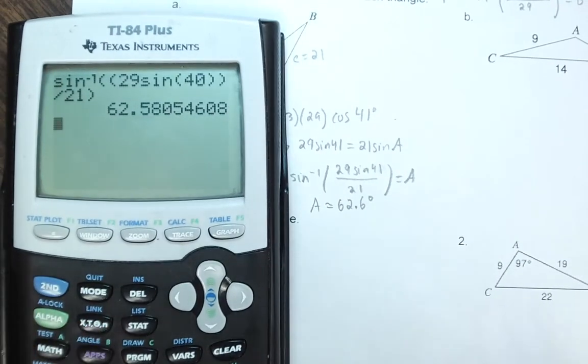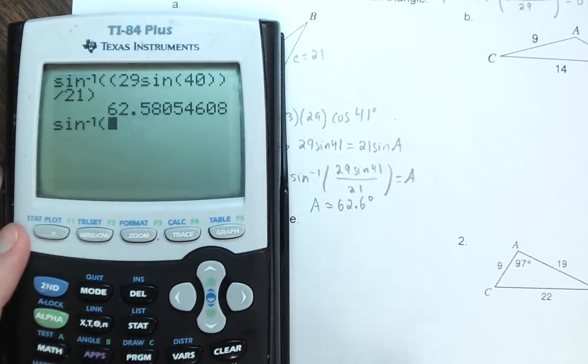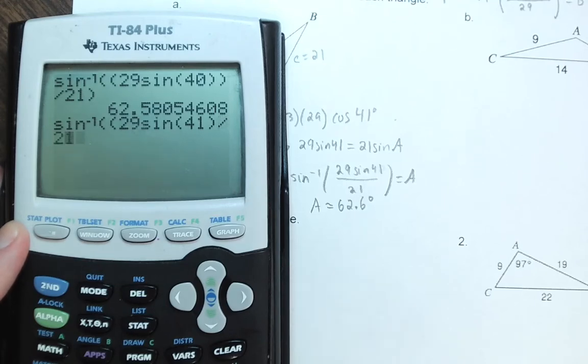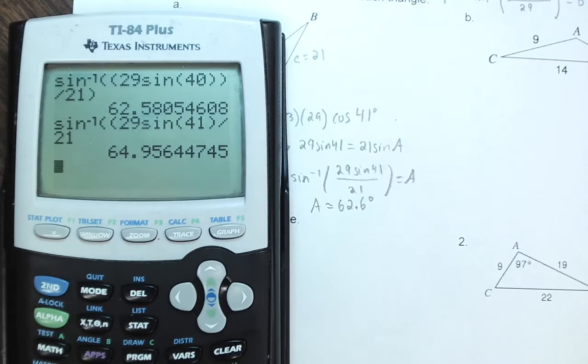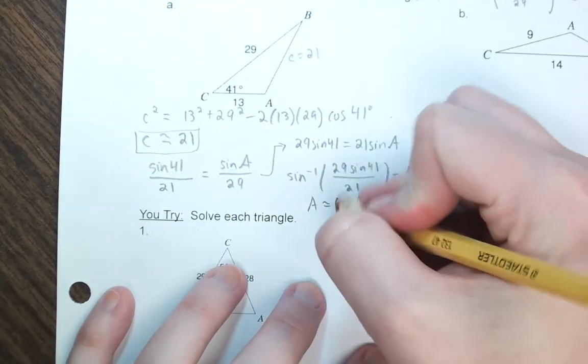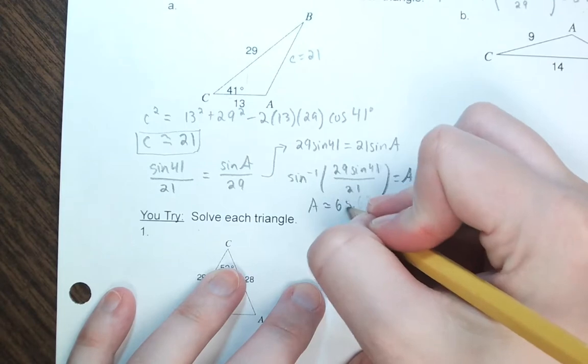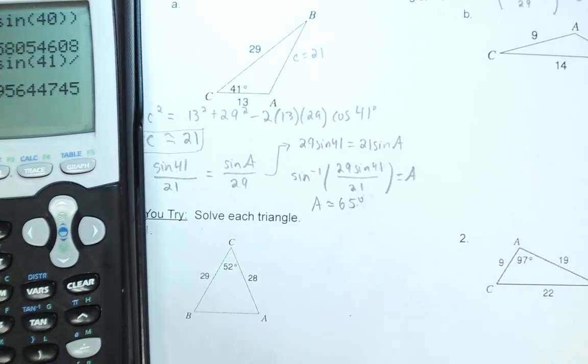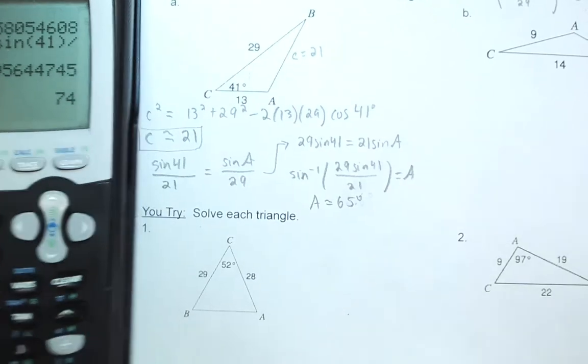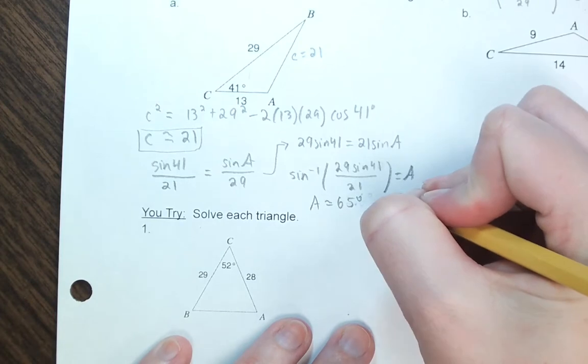Checking my work. You guys know I make mistakes on this stuff. 29 times sine of 41, and then divided by 21. So 65 it gave me there. So we'll go with that. And then if I subtract them from 180, 180 minus 65 minus 41 is 74 degrees for angle B.